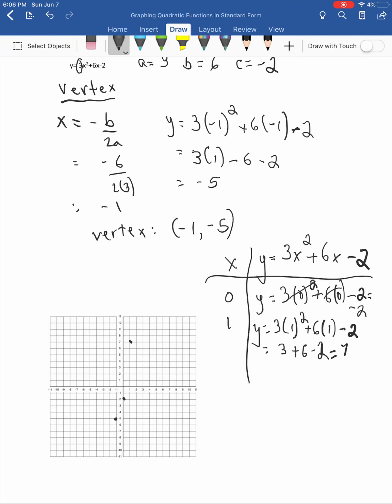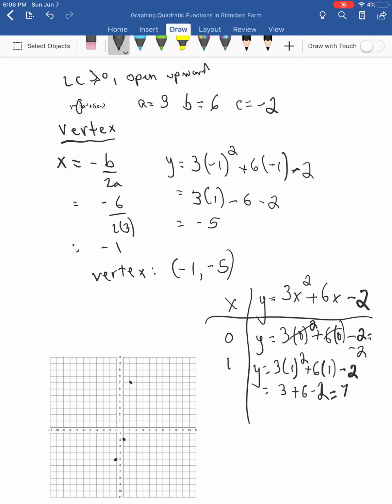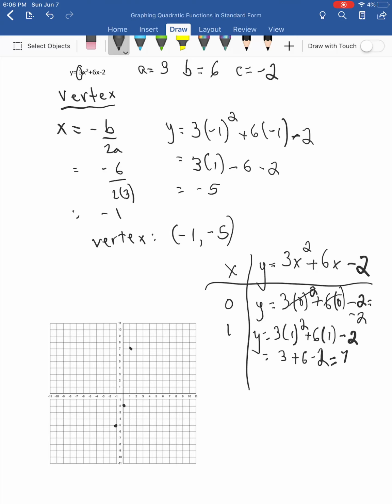So this is the right side of the parabola. Let's get the left side by symmetry. We know 1 to the right of the vertex is at -2, so 1 to the left of the vertex also has to be at -2. 2 to the right of the vertex is at 7, so 2 to the left of the vertex is also going to be at 7. Okay, we have our points, and we're going to finish by plotting a smooth curve.